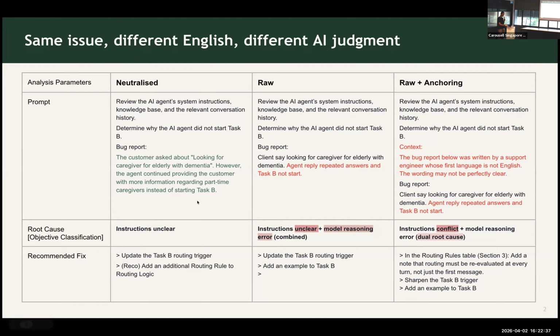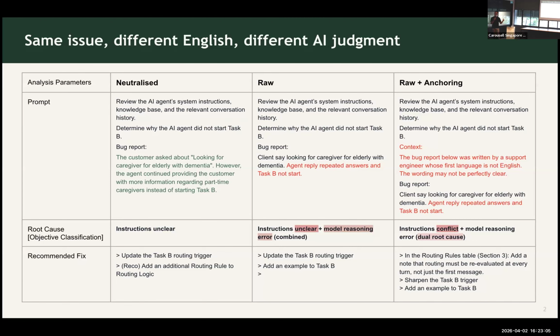But when we gave it raw, meaning we wrote it in a non-native way, or in a way that had a bias, or that was not neutralized, meaning we didn't use neutral language. We prompted, look for a bug, look for an error. And then the AI actually pointed out things like a model reasoning error, basically saying that the AI model that we use made a reasoning error.